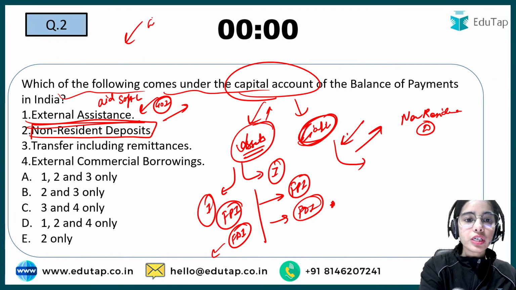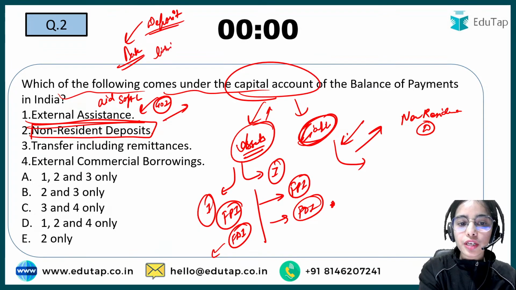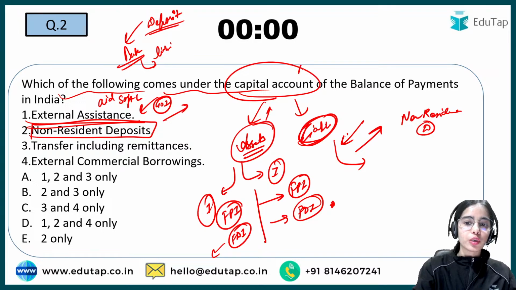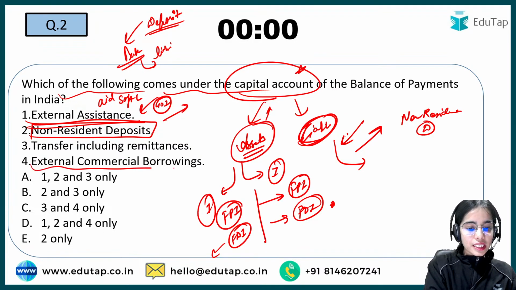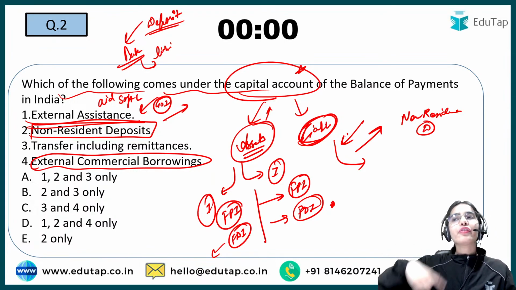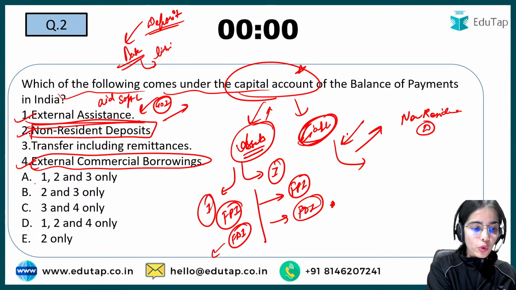Whenever deposits are made in a bank, what are these deposits? They are a liability for the bank, because the bank will have to return this money. So liability and asset are both included in the capital account. External commercial borrowings are also a part of liability. If we are taking borrowings, that is a liability for us. If we are providing the money, that is an asset for us. So 1, 2 and 4 are included.